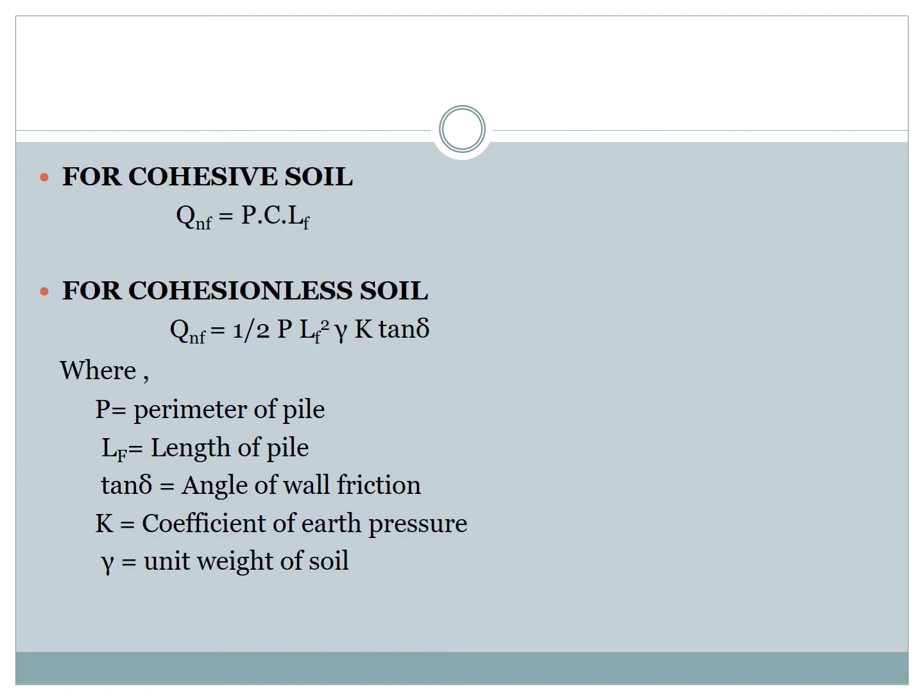So the magnitude of the negative skin friction is computed by this equation for cohesive soil. The equation is Q_NF = P C L_F, where P is the perimeter of the pile, C is the cohesion, L_F is the length of the pile, and Q_NF is the magnitude of negative skin friction. And for cohesionless soil, the equation is this, where K is the coefficient of earth pressure, tan delta is the angle of wall friction, and gamma is the unit weight of the soil.